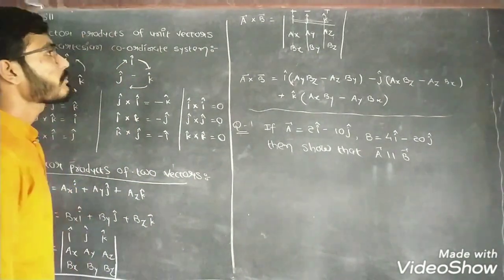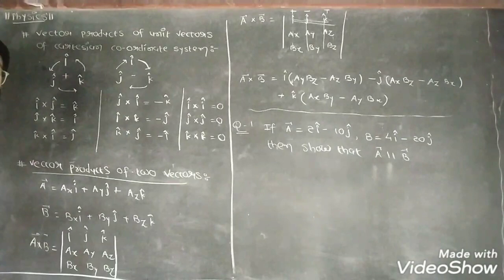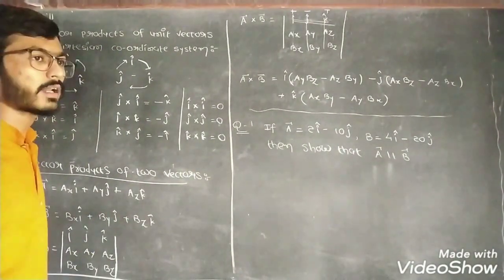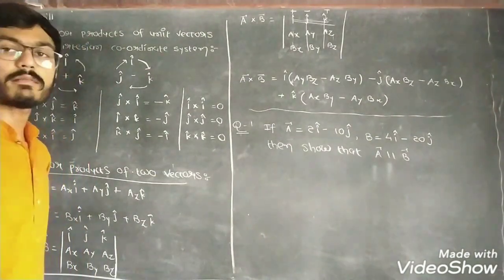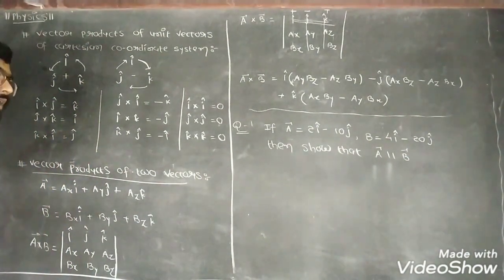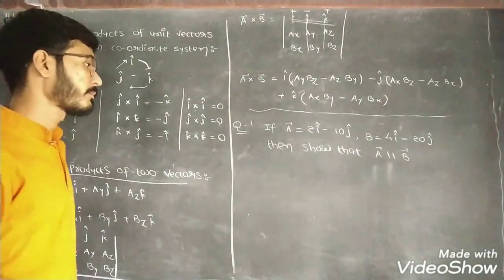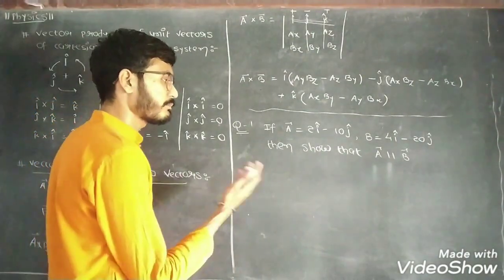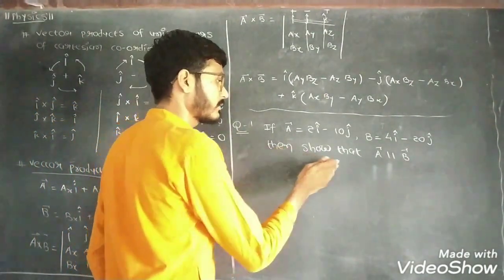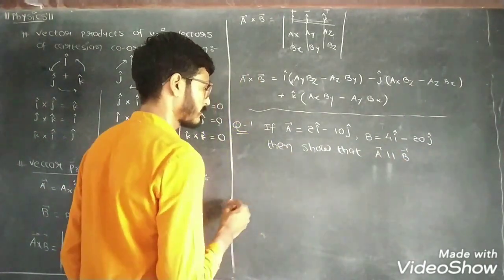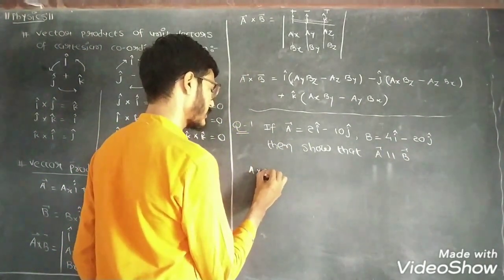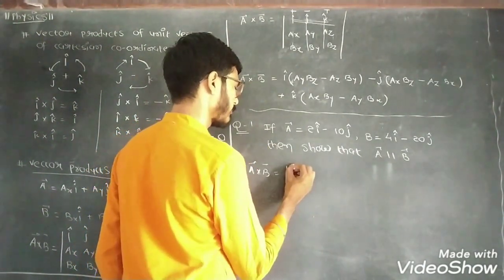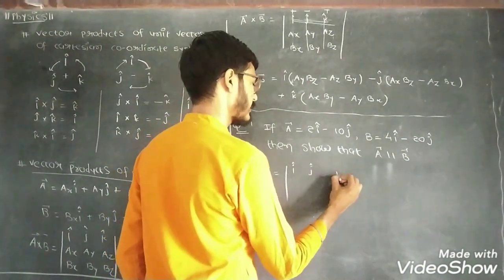We know that because we already discussed the properties of vector product, and the third property is: if two vectors are parallel to each other, meaning vector A is parallel to vector B, then the answer is 0. So here we have to prove that A cross B is 0, and hence we can say that both vectors are parallel to each other. First we have to find A cross B.